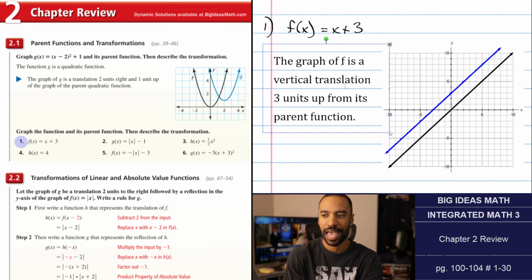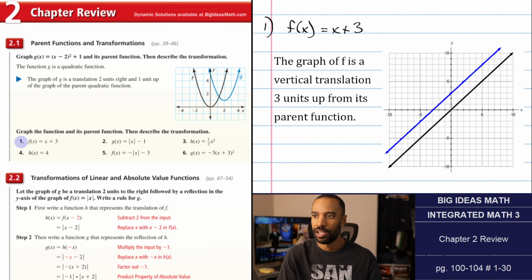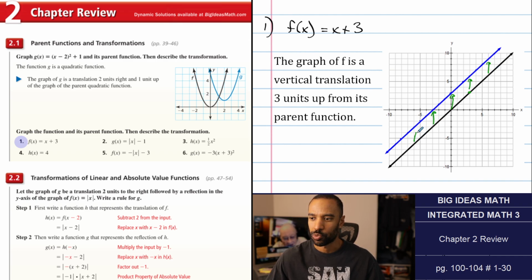So what's happening is every point is just 3 units higher than its original point on the parent function itself. So we're talking about from the origin, we're 3 units up. From this random point, we're 3 units up, etc. 3 units up, 3 units up. That's what the translation is.